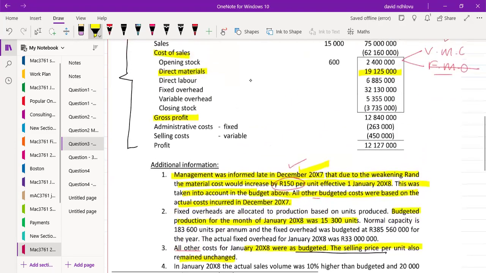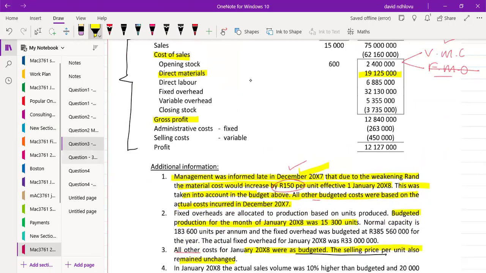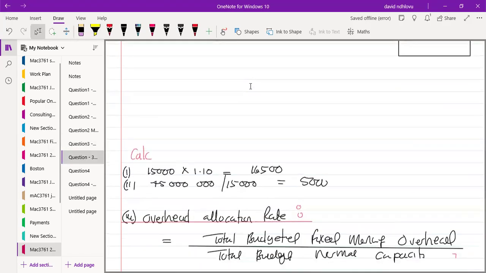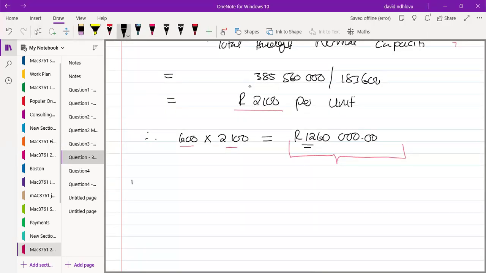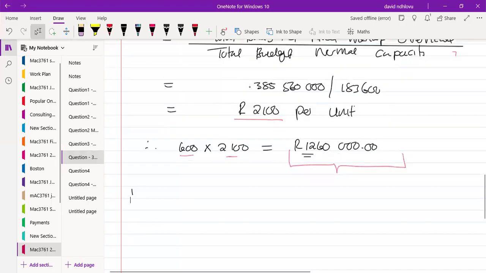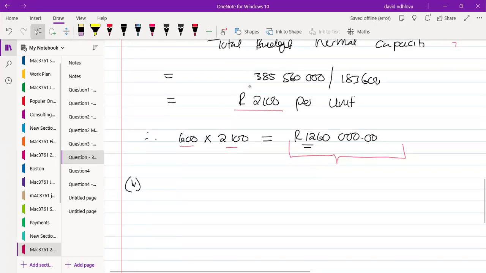So therefore, we can come and say the 19,125 there is the total cost incurred for the production of 15.3 units. So what we get here is the budgeted cost per each unit that was produced. Right, so therefore we get a figure of 1,250.